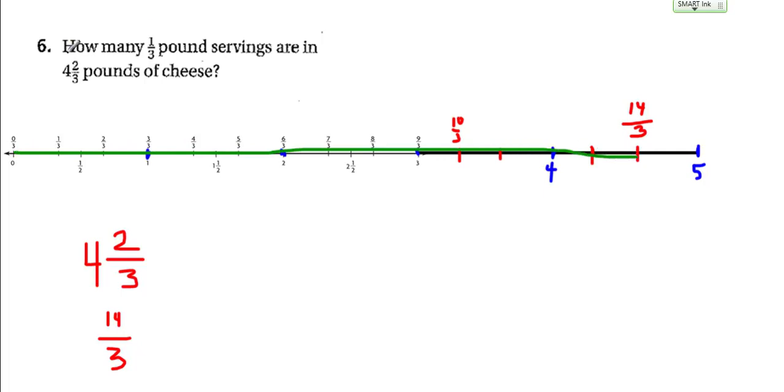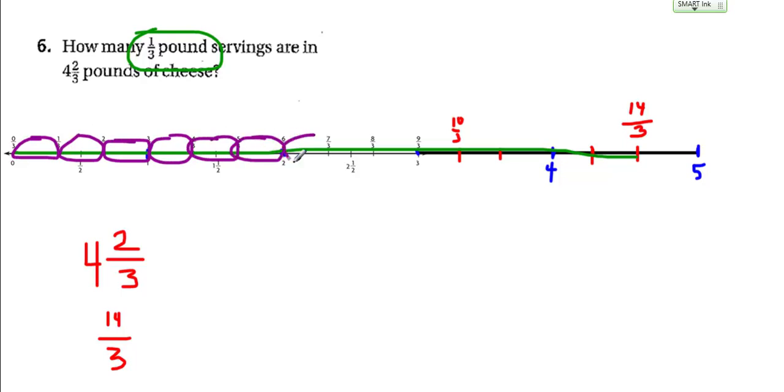And they want to know how many 1/3 pound servings. Let's circle that in purple. Here's a 1/3 pound serving right here. Here's another. Here's another. And we can kind of keep going, breaking them up into the third chunks. Just keep going. Here's a third. Here's another, here's another, and we'll just keep circling until we get all the way to the end of the green line. All right, so we're done.